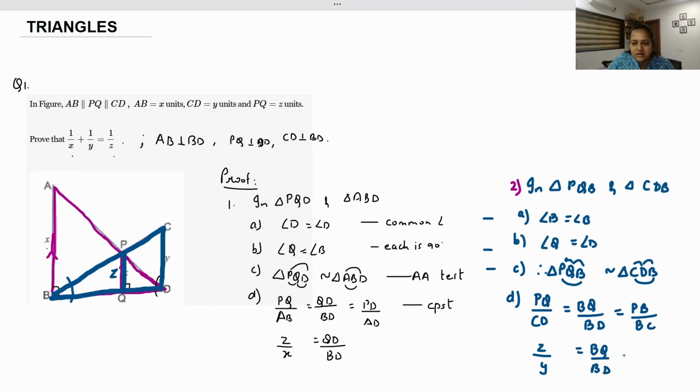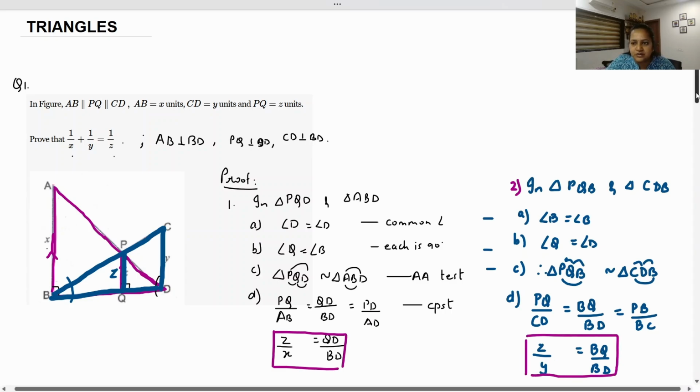BD is unknown. Again, PB and BC are going to be the hypotenuse, so maybe we won't need it. So which are the two things that we are going to need? We are going to need Z upon X is equal to QD upon BD, and Z upon Y is equal to BQ upon BD. I hope you have understood till here.